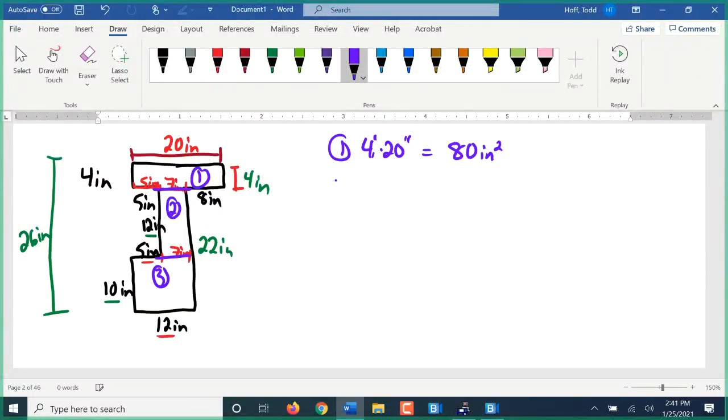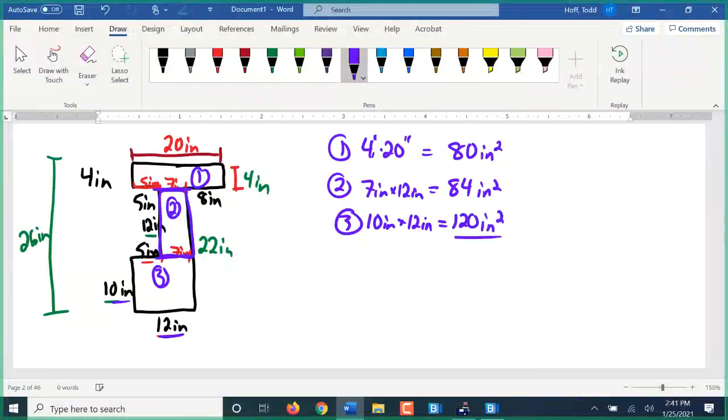Piece 2 is going to be how big? 7 inches times 12 inches, which is 84 inches squared. Piece 3, 10 inches times 12 inches, which is 120 inches squared. We add that all up: 284 inches squared.